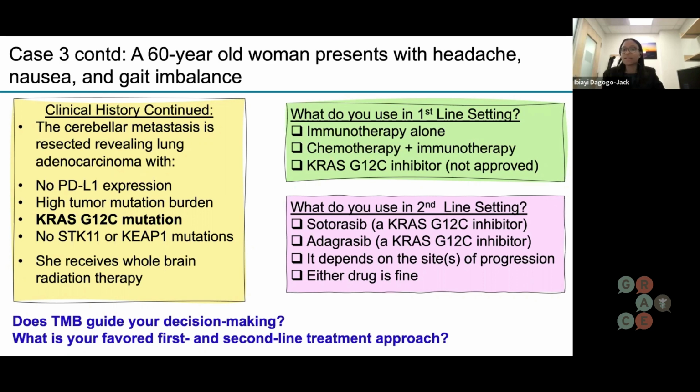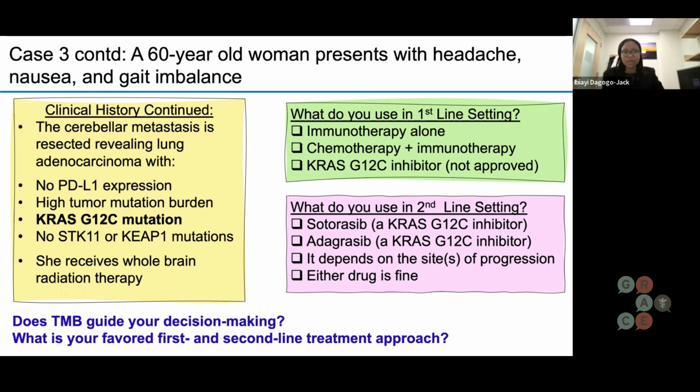This established the diagnosis of lung adenocarcinoma. It did not express that immunotherapy marker that we've talked about, PD-L1. So when you hear the term PD-L1 negative, that's what this falls into that category. It had a KRAS G12C mutation, didn't have a couple of other mutations that we sometimes think about with KRAS, so STK11 or KEAP1. Then it had something called high tumor mutation burden.